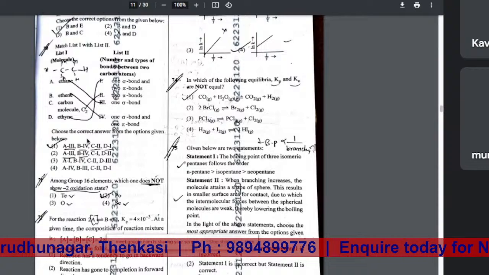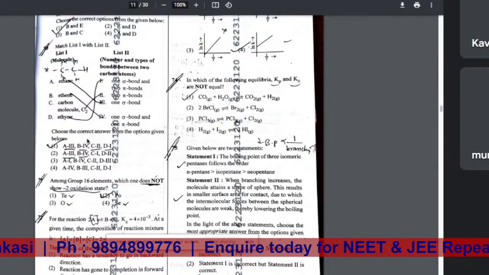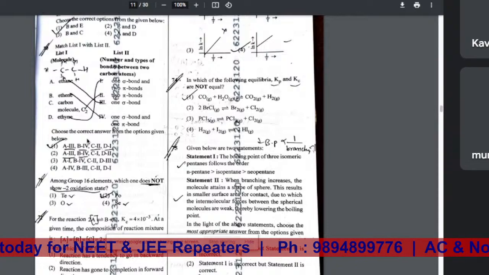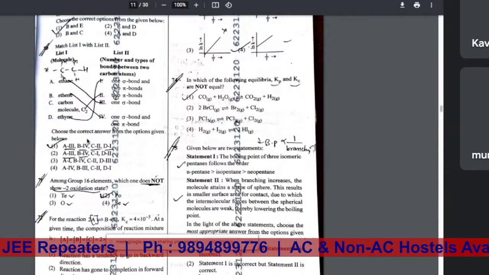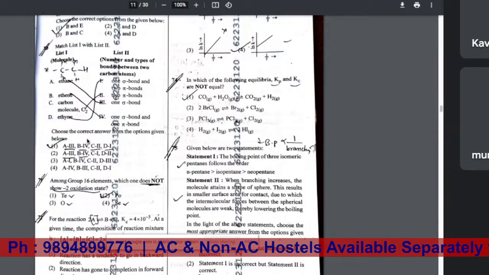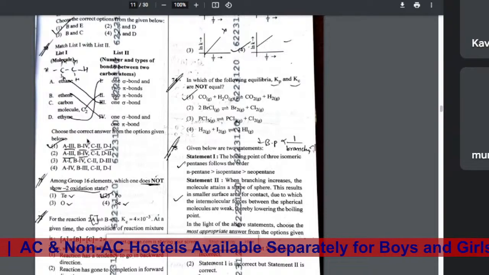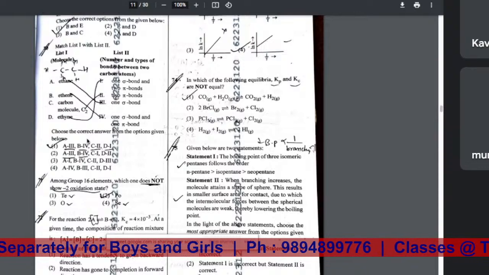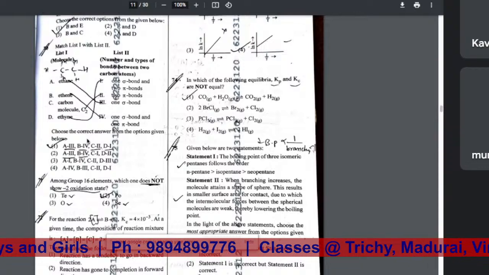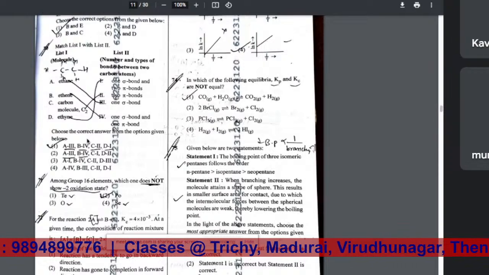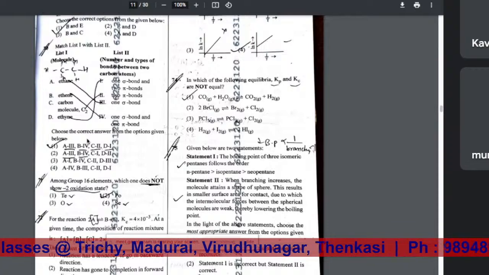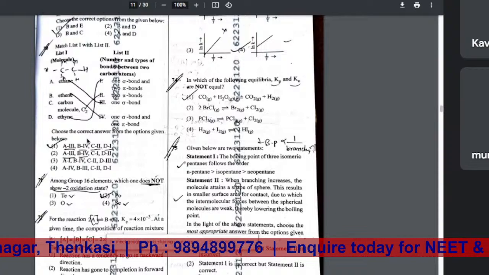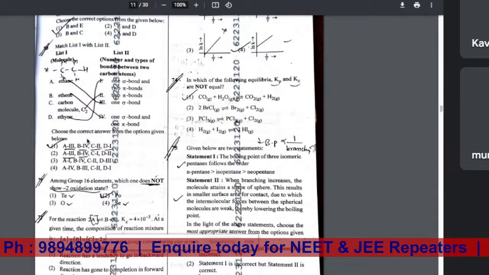Now second, 2 BrCl gives Br2 plus Cl2. In reactant side 2 molecules, in product side 1 molecule Br2, 1 molecule Cl2 means 2 molecules. 2 minus 2 equal to 0. So delta Ng is equal to 0, Kp will be equal to Kc. Now third option is PCl5 gives PCl3 plus Cl2. If we check product side, we are getting 2 molecules, and reactant side, we have taken 1 molecule of PCl5. So it means here delta Ng is not equal to 0. Delta Ng is positive.